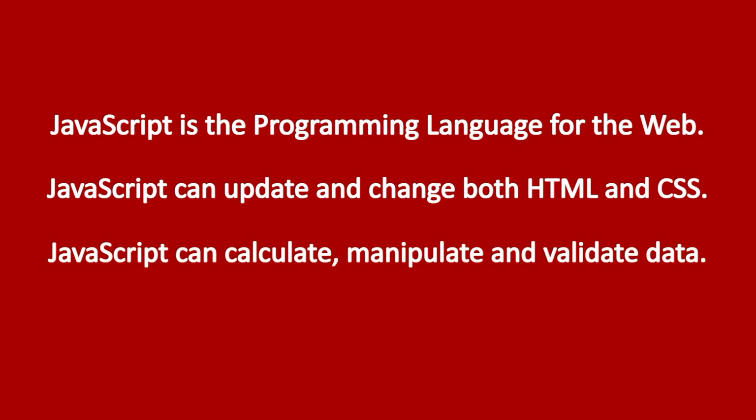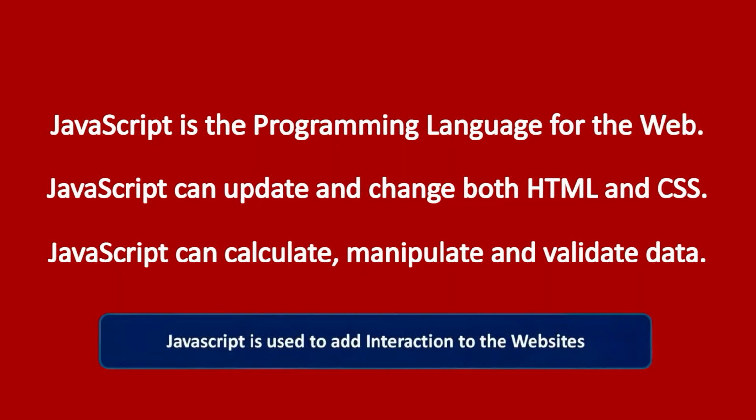JavaScript can calculate, manipulate and validate data. Here data is nothing but HTML data. That means we are able to calculate, manipulate, and validate data which is present in the HTML part. If you understand these three definitions, you can make one more definition for JavaScript. That is, JavaScript is used to add interaction to websites. This is the final definition for JavaScript. JavaScript is the object-oriented programming language used to add interaction to web applications.